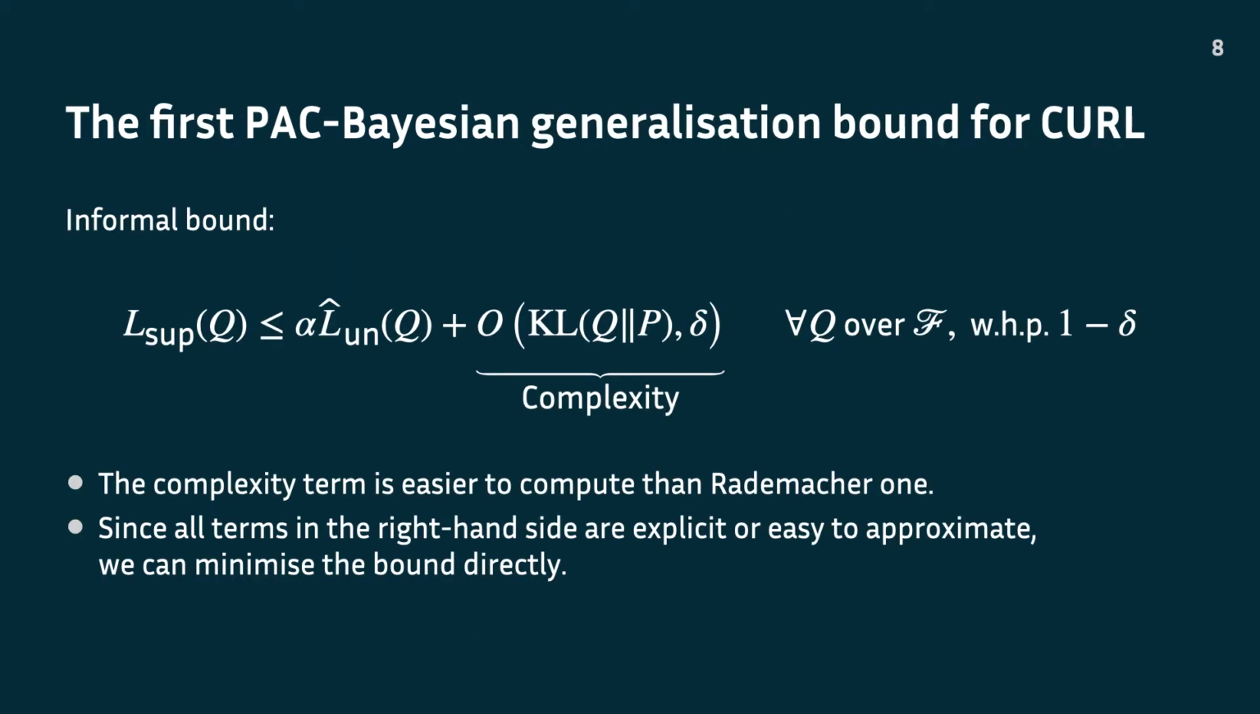We show our first contribution, a PAC-Bayesian CURL bound. Here is a high-level bound. The key message is the same as the previous Arora et al.'s bound. However, since all terms on the right-hand side are explicit or easy to approximate, we can evaluate the generalization error bound and minimize the bound directly.